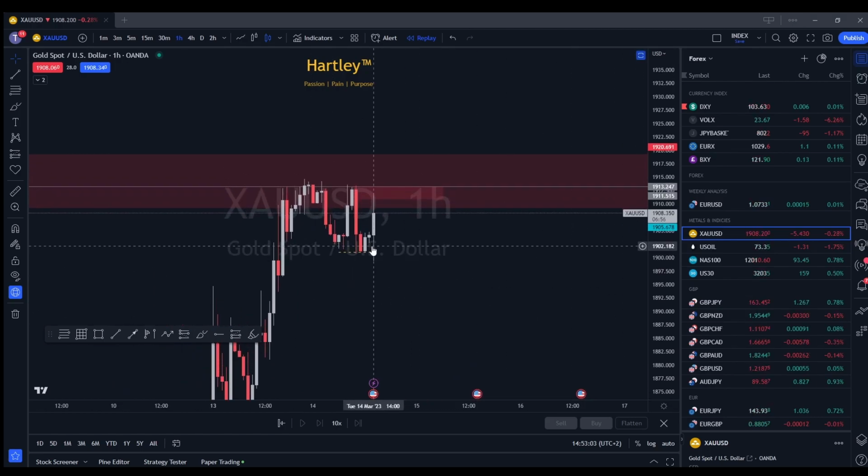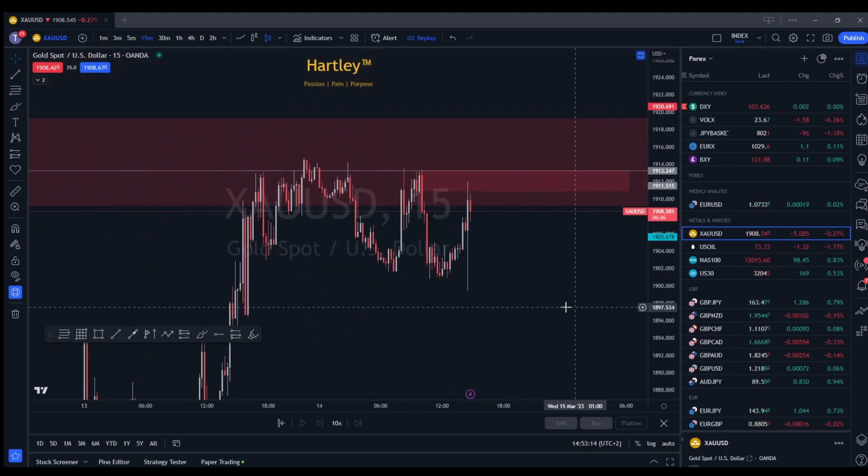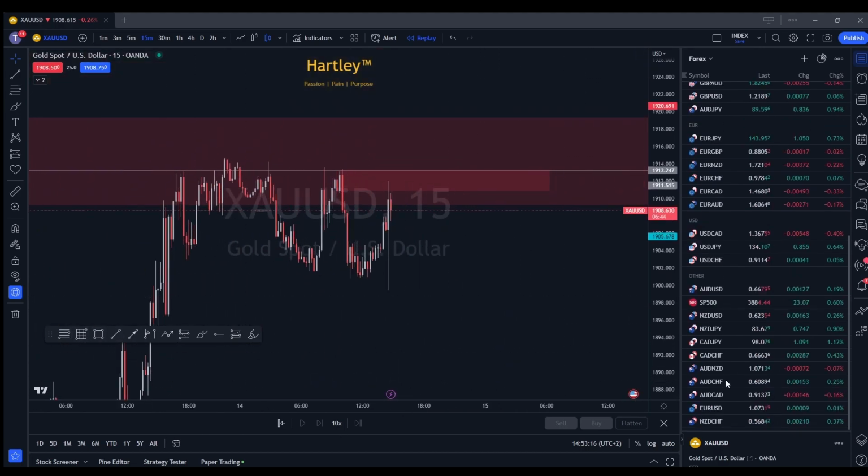So it all comes back. Every single time I tell you one thing, it all goes back to market structure and understanding what the higher timeframes are and how you should trade the lower timeframes off of it. So yeah, that was a long answer.